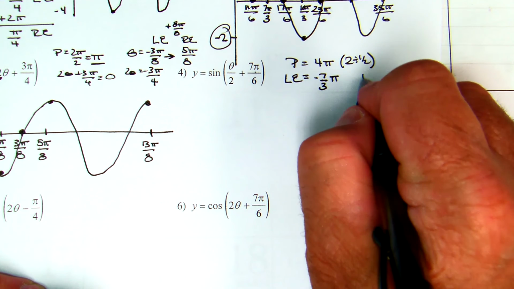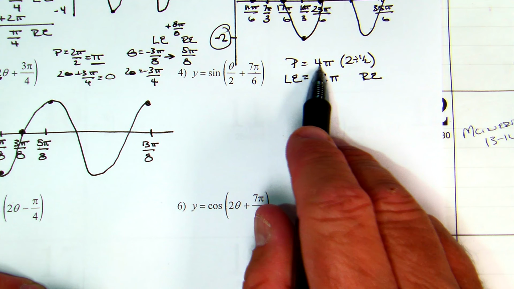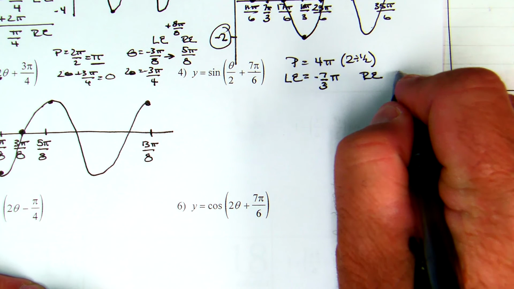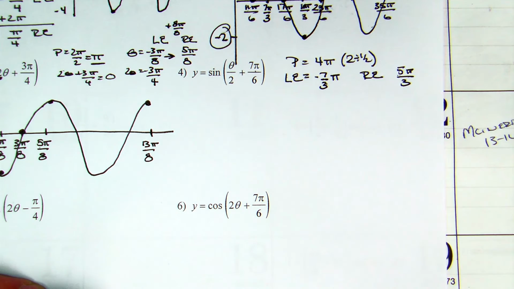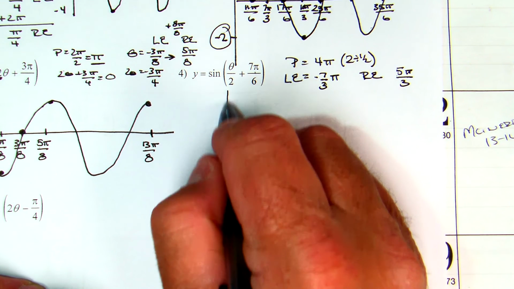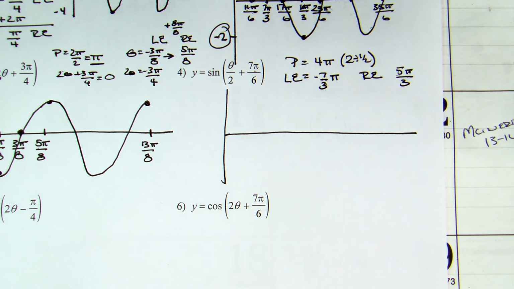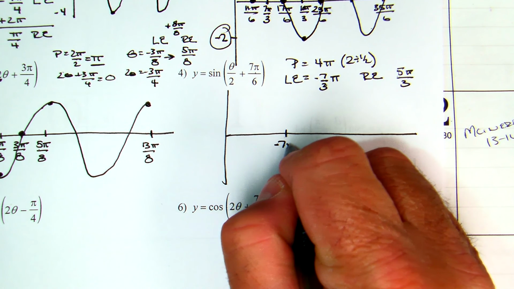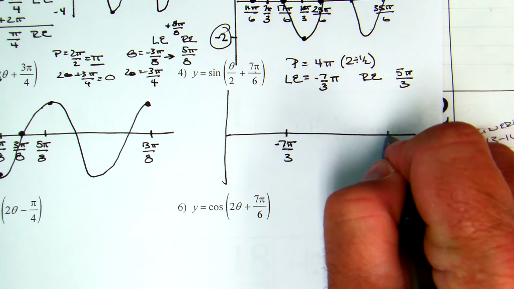To get my right endpoint, I add those two, so I'm going to take -7 pi over 3 and add 4 pi. 4 pi is 12 pi over 3. -7 plus 12 is 5 pi over 3. Alright. My left endpoint at -7 pi over 3. My right endpoint at 5 pi over 3.